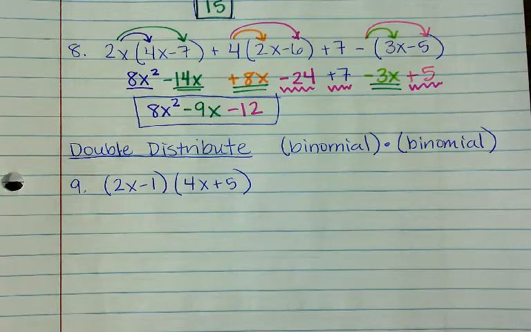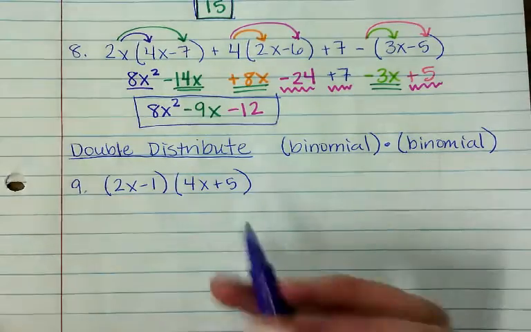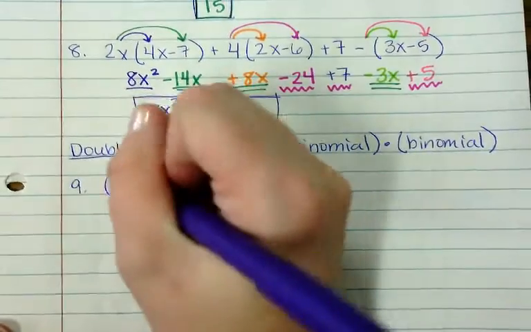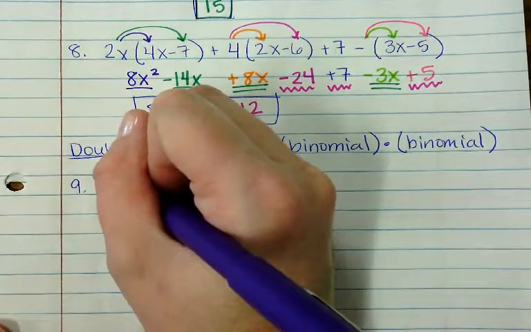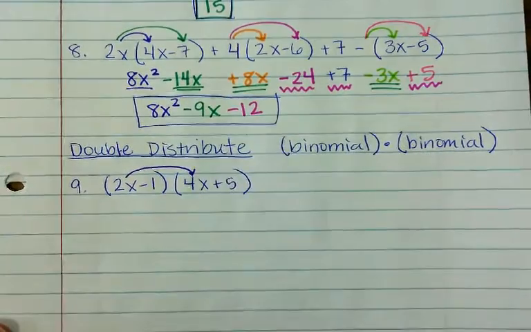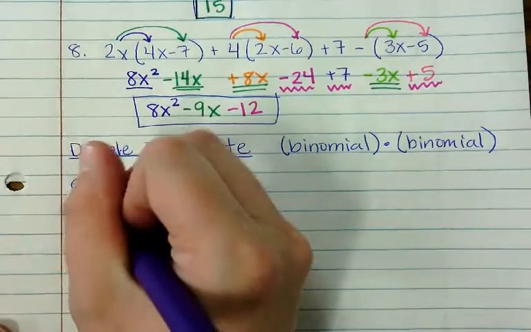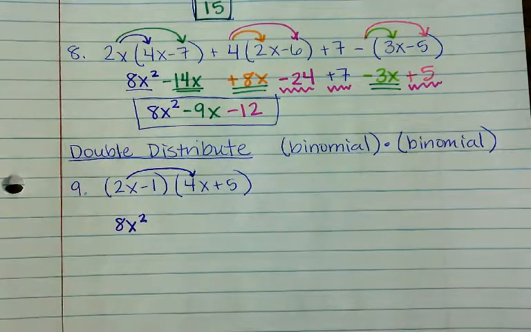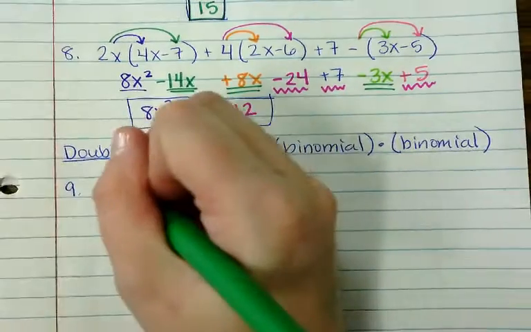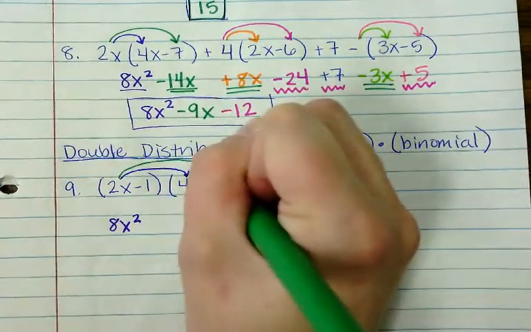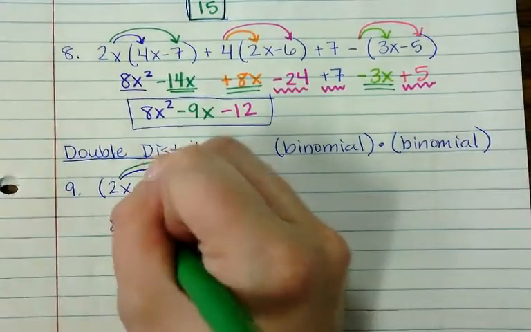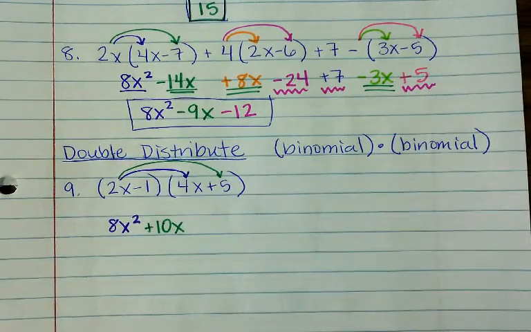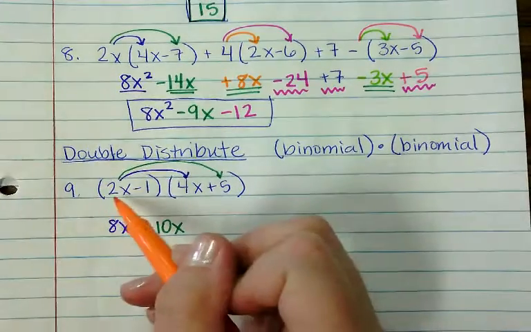So 2x times 4x, just like normal, I'm going to do 2x times 4x, and that is going to give me 8x squared. And then I'll go to my next term here and say 2x times 5, and that's going to give me 10x. All right? But we did the first term. Now I need to do the second term. So now I'm going to go here.